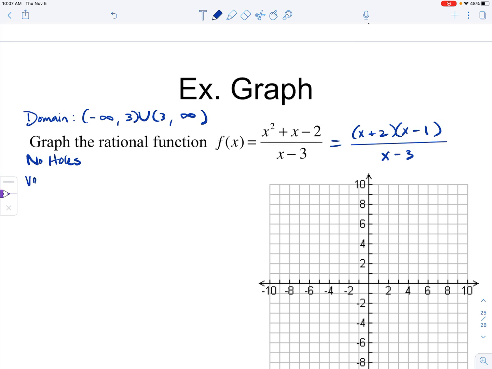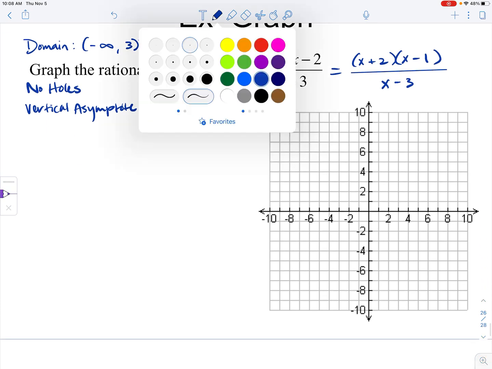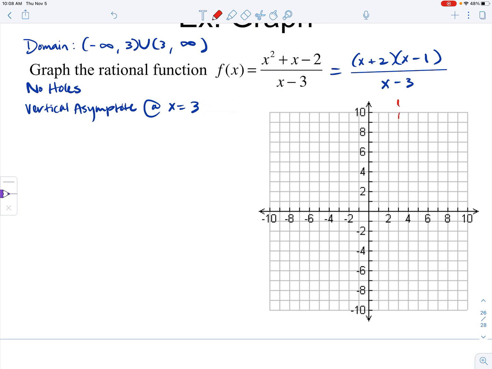And that domain restriction would actually correspond to a vertical asymptote at x equals positive 3. And I'm going to sketch that vertical asymptote using a dashed line at x equals positive 3.